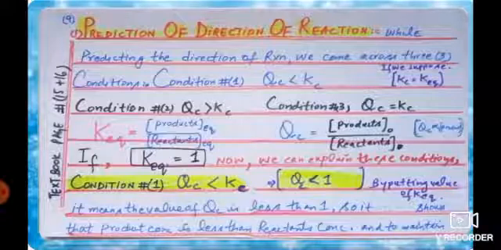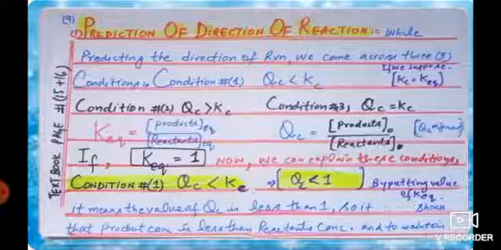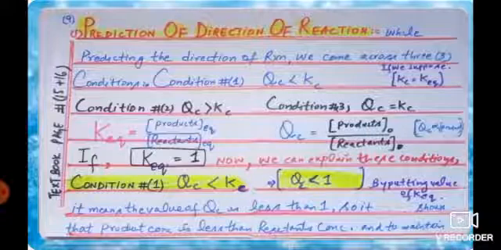As we know from the equation, Qc has a direct relation with the products as written on the right side. It means when the value of Qc is greater, the product amount will be greater. So here in condition number 1, suppose the equilibrium concentration, Kc, which we take equal to K equilibrium, is equal to 1. Now we can express these conditions: condition number 1 is Qc is less than Kc.